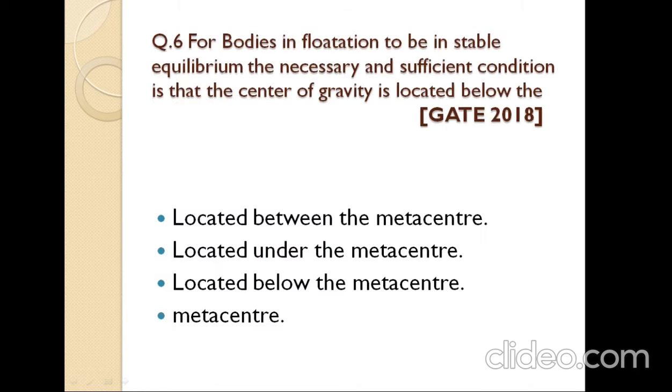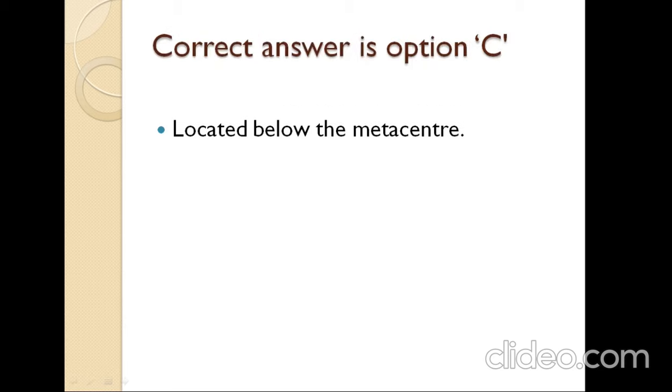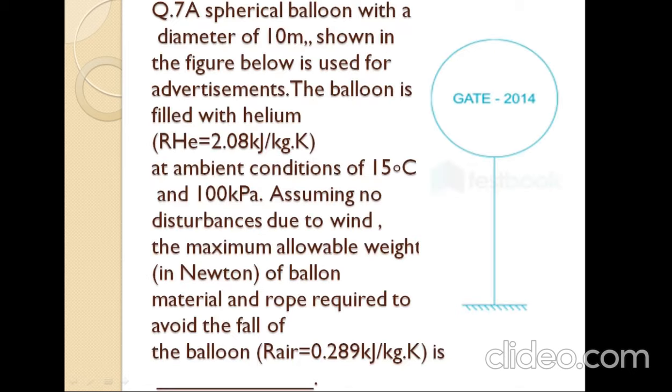For bodies in flotation to be in stable equilibrium, the necessary and sufficient condition is that the center of gravity is located below the: option A, located between the metacentre; option B, located under the metacentre; option C, located below the metacentre; option D, metacentre. So the correct answer is option C, located below the metacentre for stable equilibrium.